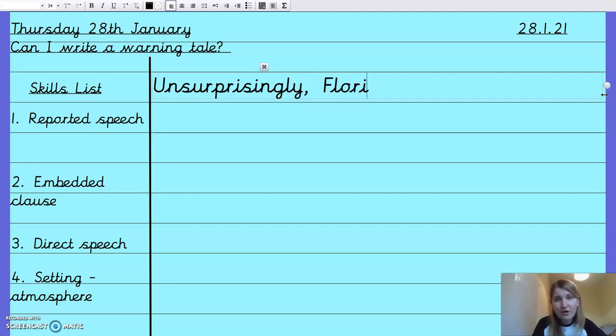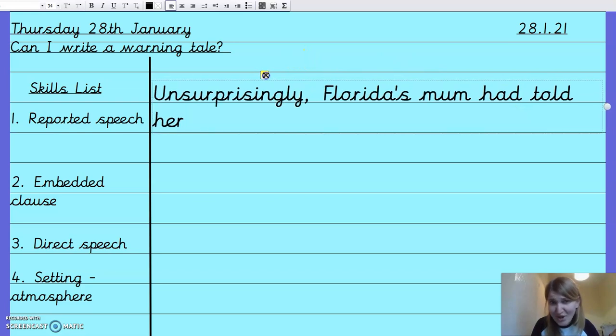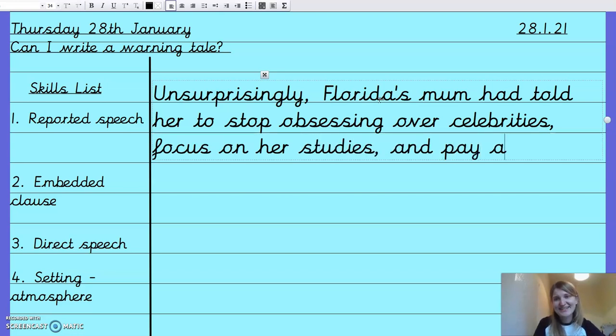Florida's mum had told her. Remember, told is a bit of a golden word when it comes to using reported speech, isn't it? There we go. So Florida's mum had told her to stop obsessing over celebrities. I could probably make this a bit longer. What about if I tried to get an embedded clause in this sentence? To stop obsessing over celebrities. So I could have to stop obsessing over celebrities and pay attention in class. What about if I added in, so her to stop obsessing over celebrities, focus on her studies and pay attention in class. How about that, troops?